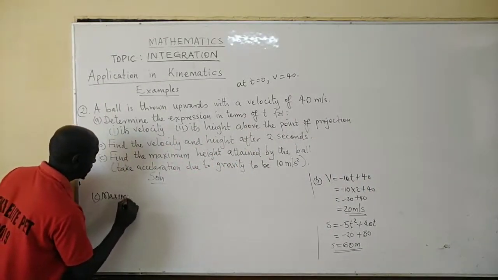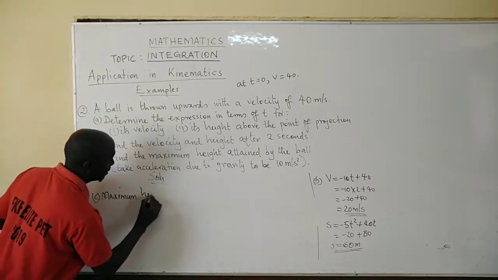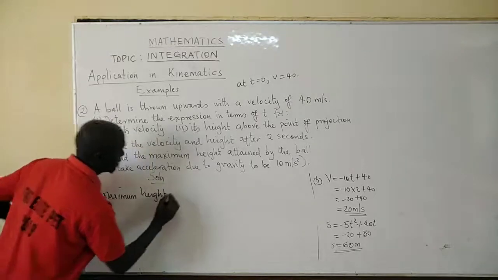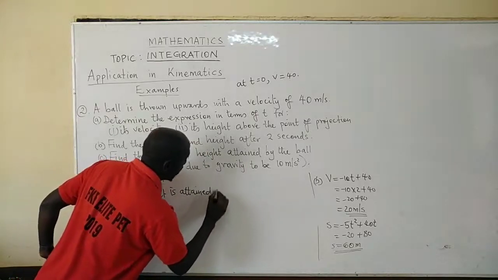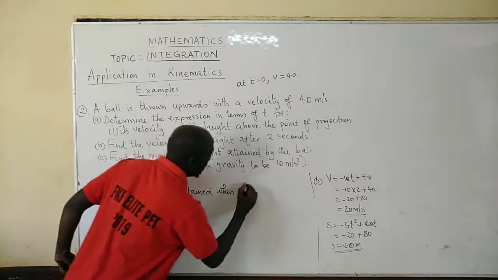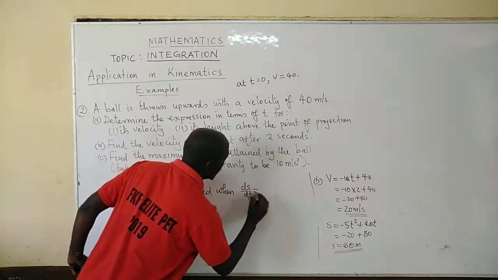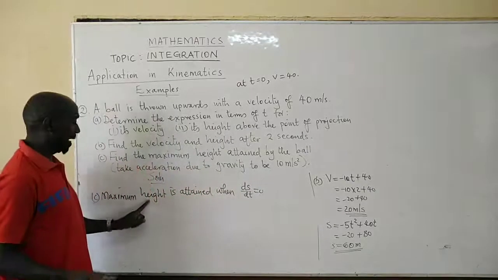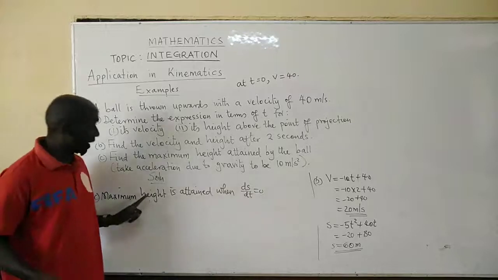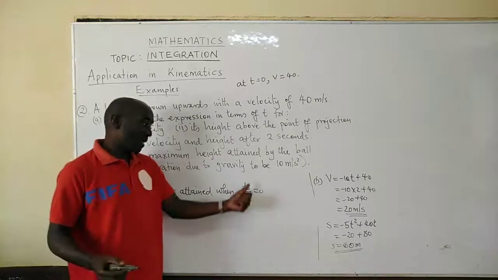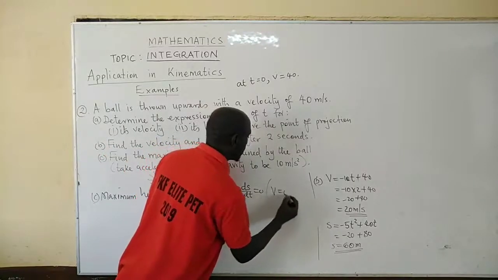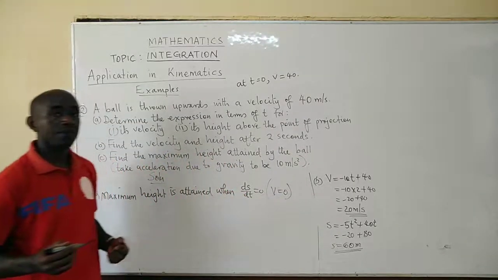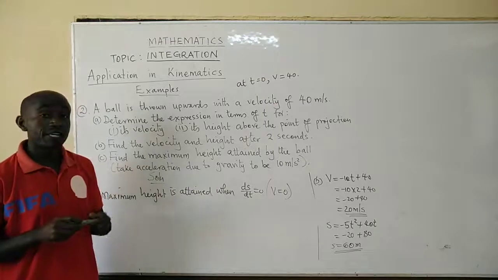Maximum height is attained when ds/dt is 0. When the derivative of that height is 0. And remember, derivative of height is v. So maximum height is when v is 0.